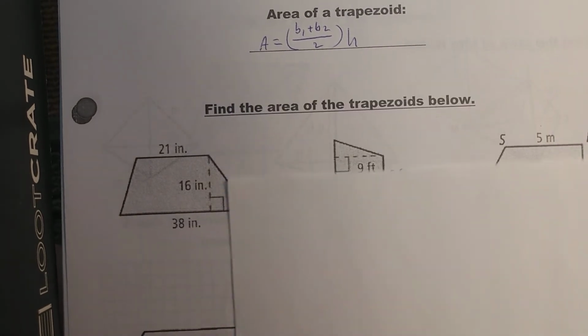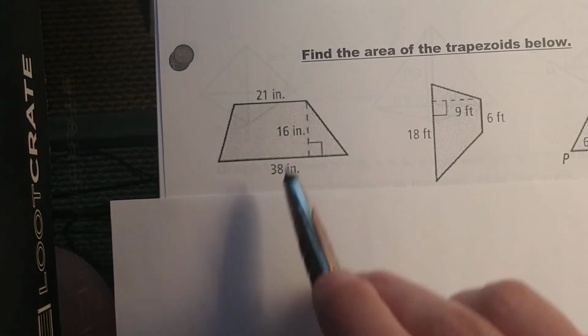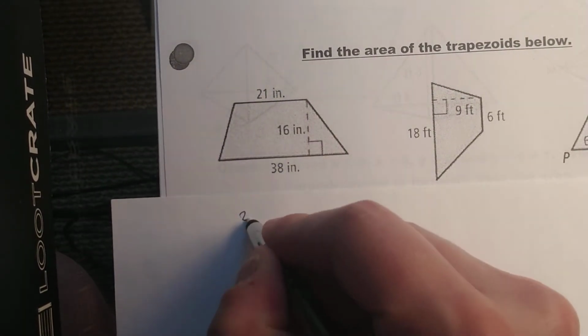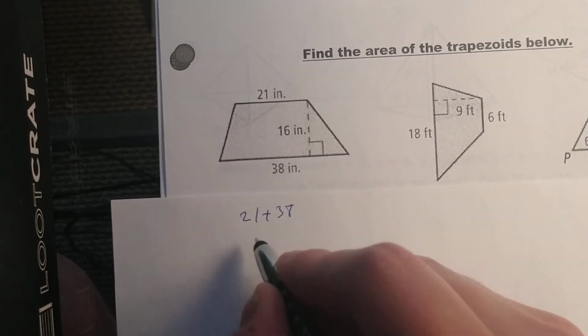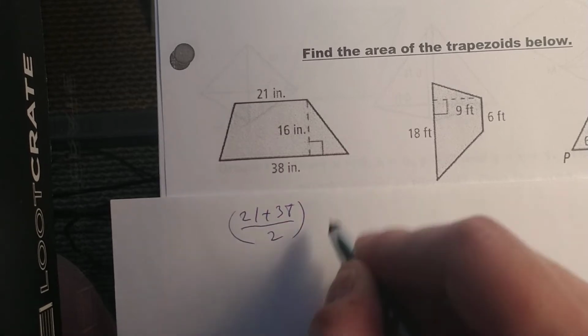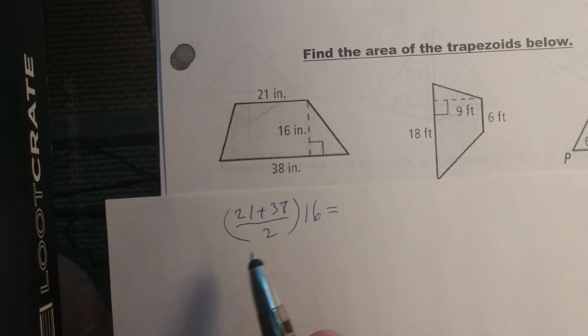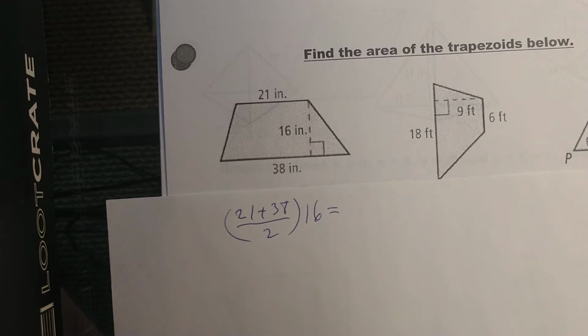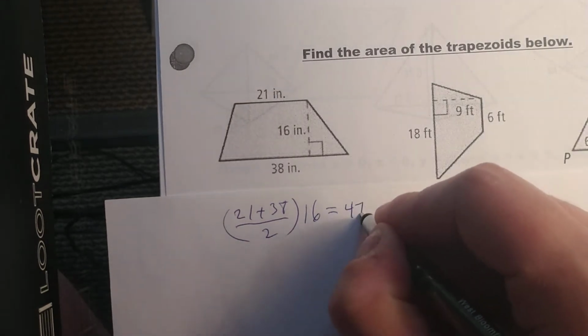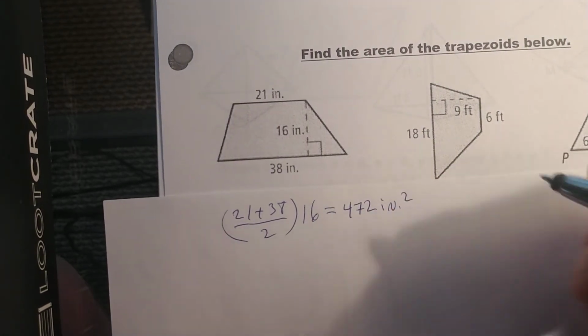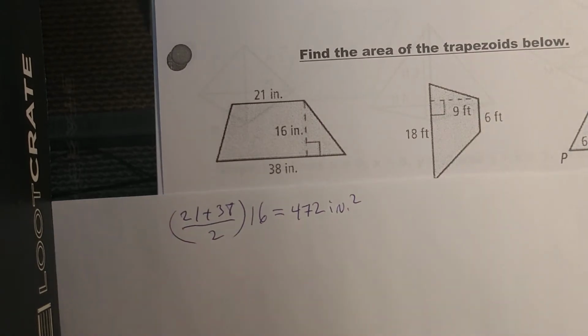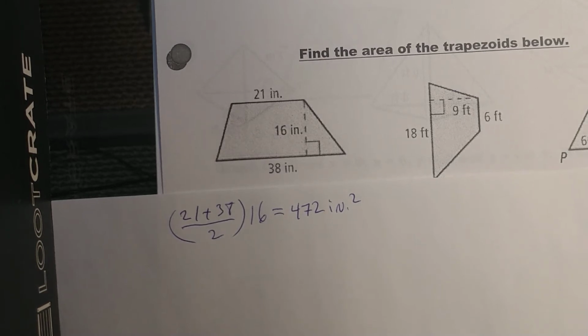So if we're looking at this one, we want to add up the bases. So I go 21 plus 38 divided by 2, and then you're going to multiply that by your 16. So it's going to look like that. And then when I go through this, 21 plus 38 divided by 2 times 16, I get 472 inches squared. Because remember, we're looking for areas, and areas are always going to be squared. So once again, you just add up the bases, divide by 2, and then multiply by the height.